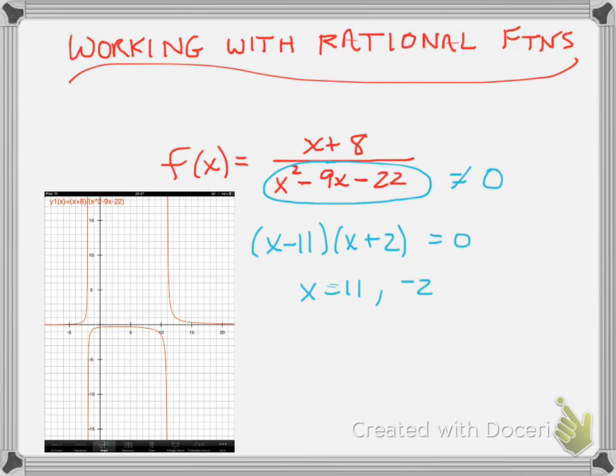And so what we can conclude from this is that when you deal with a rational function, vertical asymptotes will always occur wherever the domain restrictions occur. So in this case, those occur at 11 and negative 2. So this particular function has vertical asymptotes at x equals 11 and x equals negative 2. So let's continue that discussion with another example.